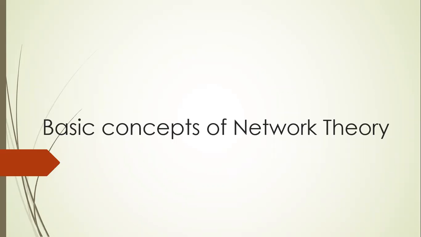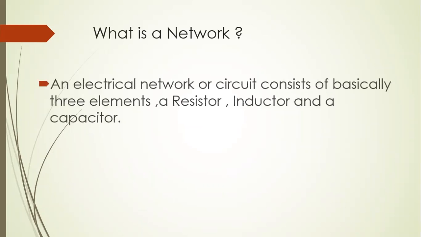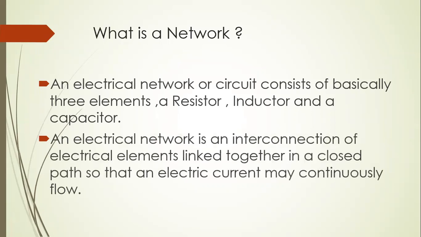Firstly, before going to the actual thing, let's see what is a network. A network or a circuit consists of basically three elements: a resistor, an inductor, and a capacitor. A resistor connected along with an inductor or a capacitor or both, which is connected to any of the sources, that is a voltage source or a current source, results in a circuit called a network.